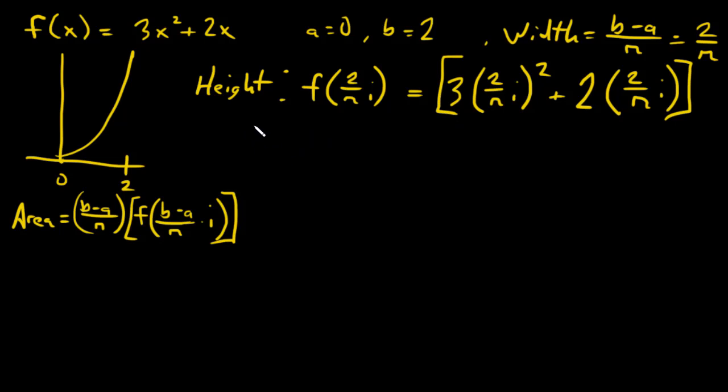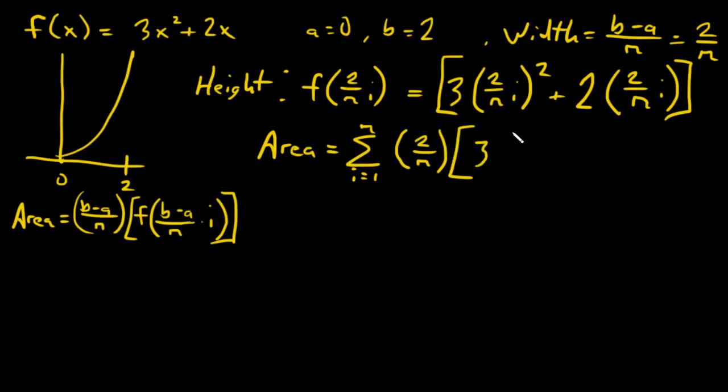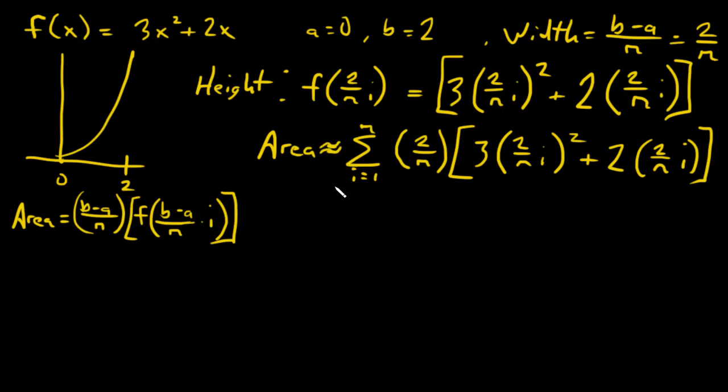So what does my area look like? Well, I'm going to have the width. Oh, hold on, let me do my summation. Summation i equals 1 to n of the width, 2 over n, times the height, which is all this up here, bracket 3 (2 over n i) squared plus 2 (2 over n i), bracket. Alrighty, so that is my area, and it's an approximation until we go to infinity.